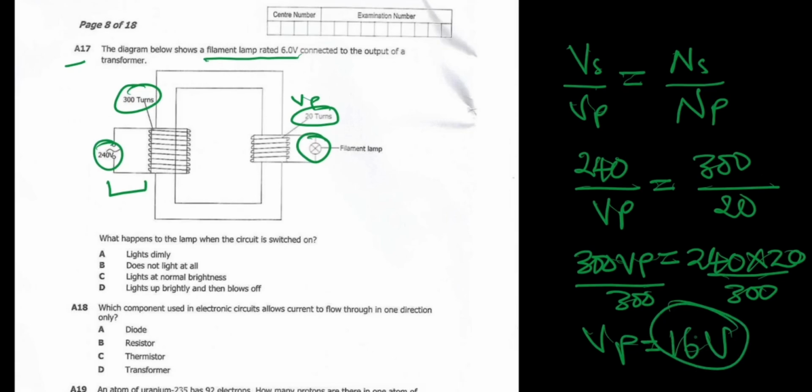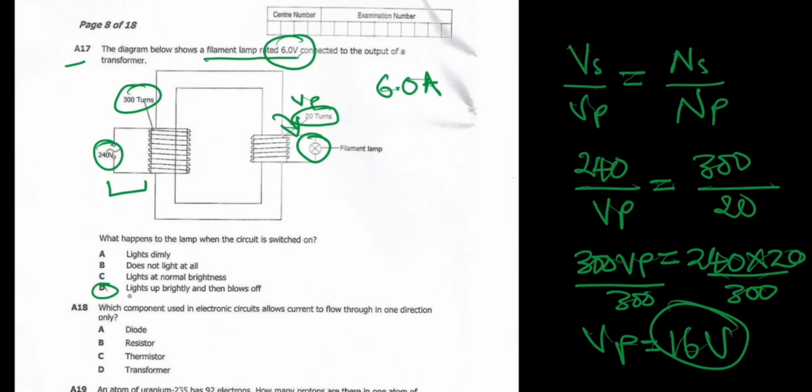Now, when you look at 16 volts, notice that it is way higher as compared to what this filament lamp is rated, because it is rated 6.0 volts. This is way too below this particular voltage that is arriving at the filament lamp. So because it is too much, the first thing that you want to observe is that the filament lamp is going to be brighter, but because this is too much, then it is going to go out. It is going to blow off. So in this case, you can see that answer choice D is the correct one.